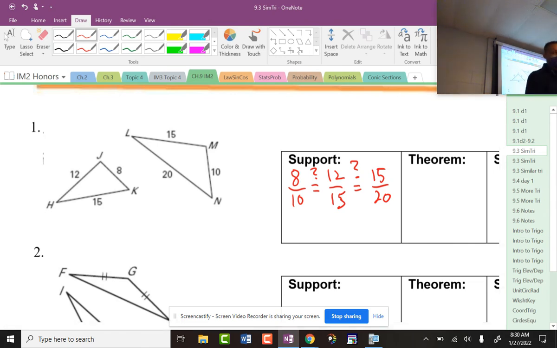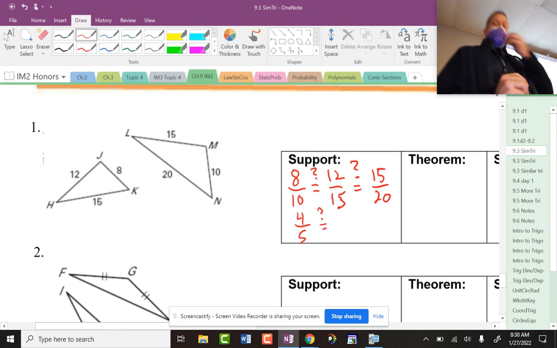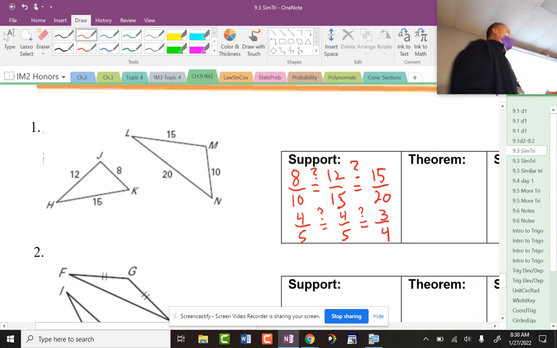Hold on a second. Is this true or false? So 2 goes, I better write this. This ends up being 4/5. 2 goes in 8 4 times. 2 goes into 10 5 times. Does that equal? 3 goes into 12 4 times. But then this last one, 5 goes into 15 3 times. Oh no. Is this true or false? All 3 of these being equal, yes or no?